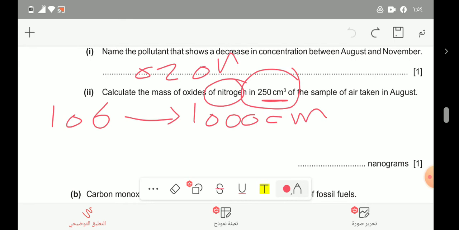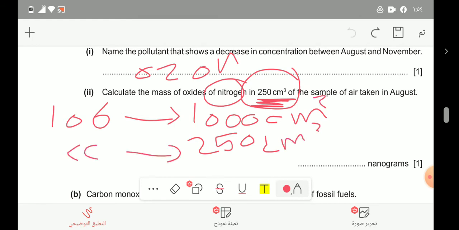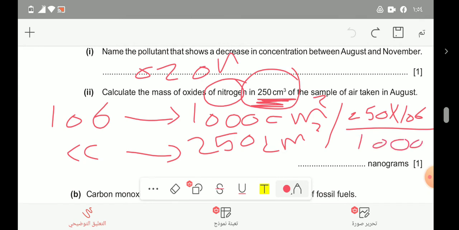So he wants us to calculate the mass of oxide at 250 cubic centimeters. By cross multiplication, you can calculate it using the calculator: 250 times 106 divided by 1000.